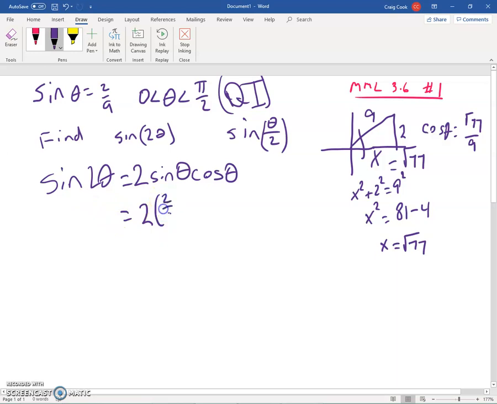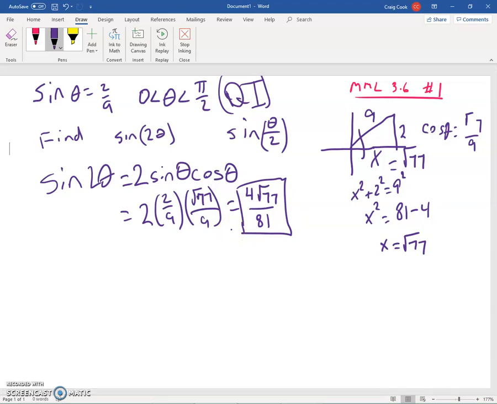2 times 2/9 times root 77/9, which is 2 times 2 is 4, which is 4 times root 77/9 times 9. So there's my answer. So all you have to do is calculate sine and cosine of that angle and then decide which formula to use.